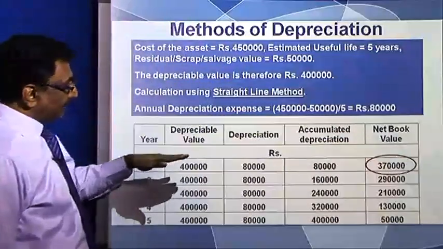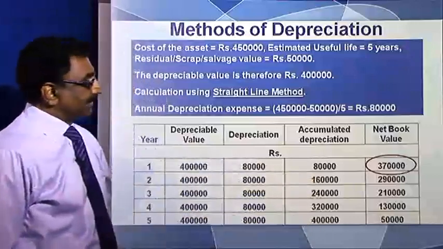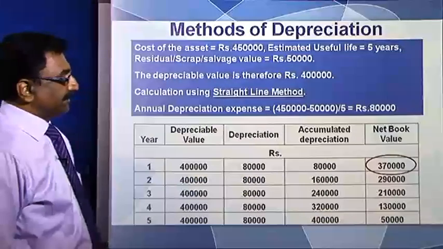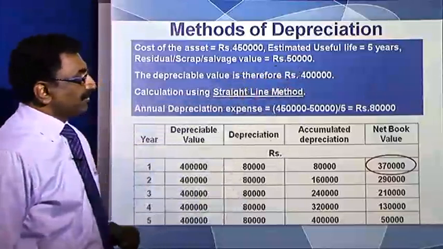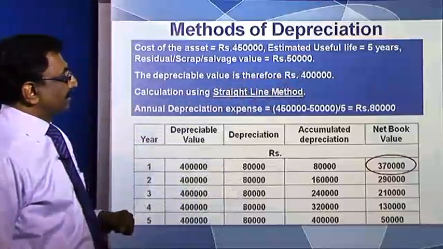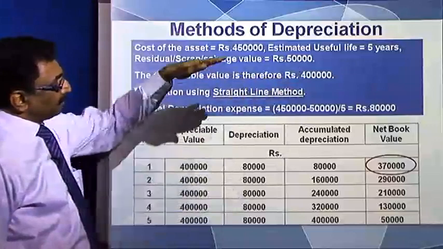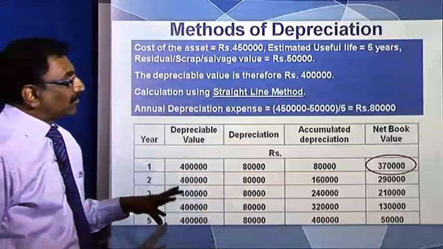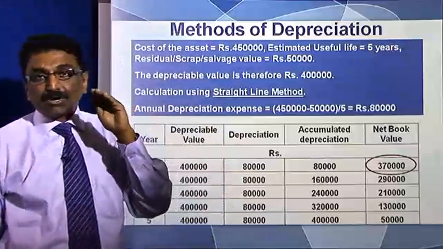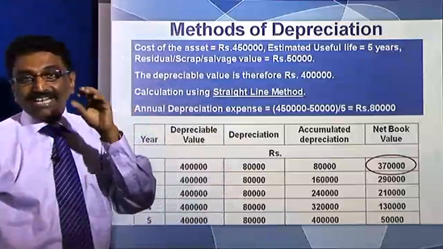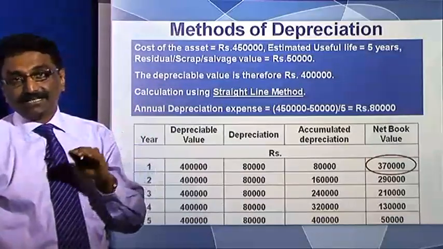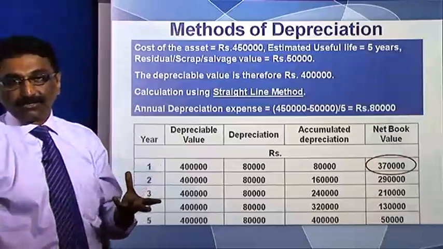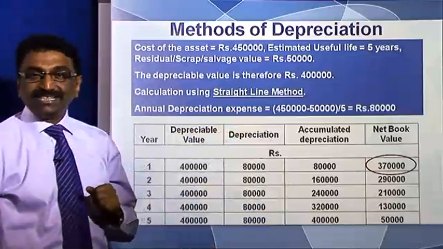So like that we go on calculating what the accumulated depreciation is, and we arrive at the net book value, which at the end of 5 years is 50,000, the same as your salvage value or residual value that you had estimated. So this is a fairly straightforward method of depreciation, and normally is used where the productivity or the wear and tear of the asset does not happen very fast, but is spread equally over time. For example, furniture and fixtures that you have in your office, usually you use the straight line method.